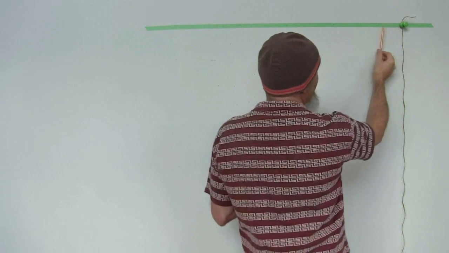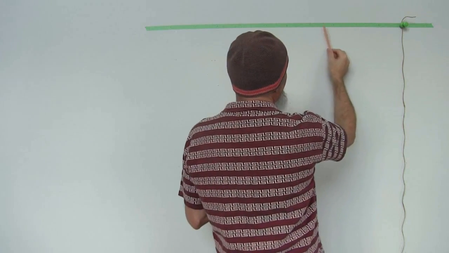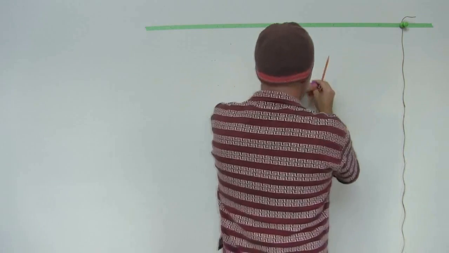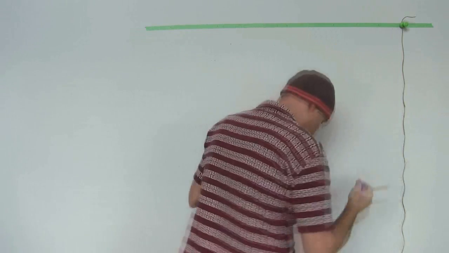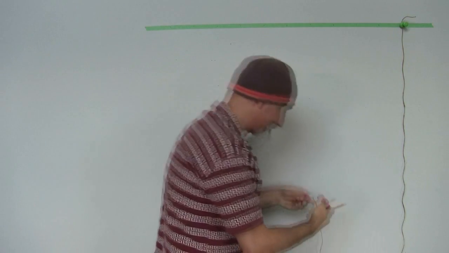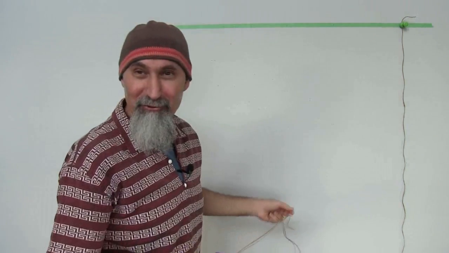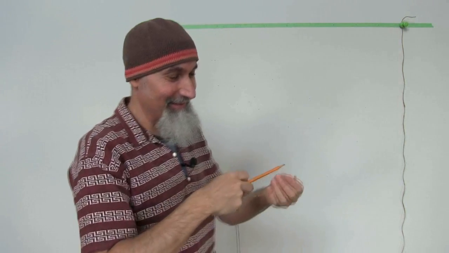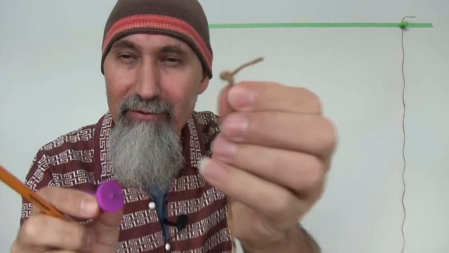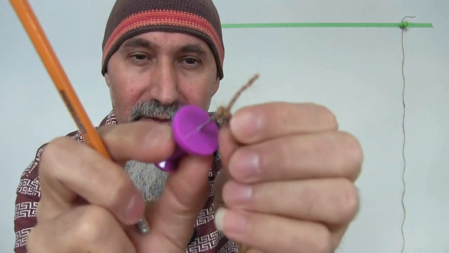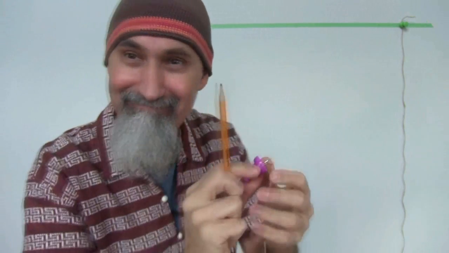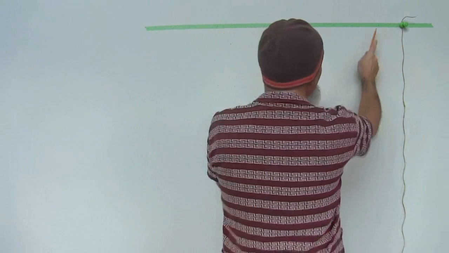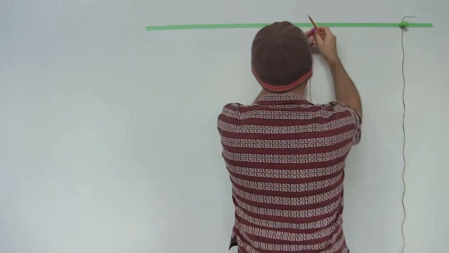So I'm going to go 10, 20, 30, 40. Oops. 40 centimeters this way. Don't step on your string. But the beauty of it is, once you put a hole into it, if that thing pops out, you can just put it in. Right? So we're going to go 10, 20, 30, 40 this way.